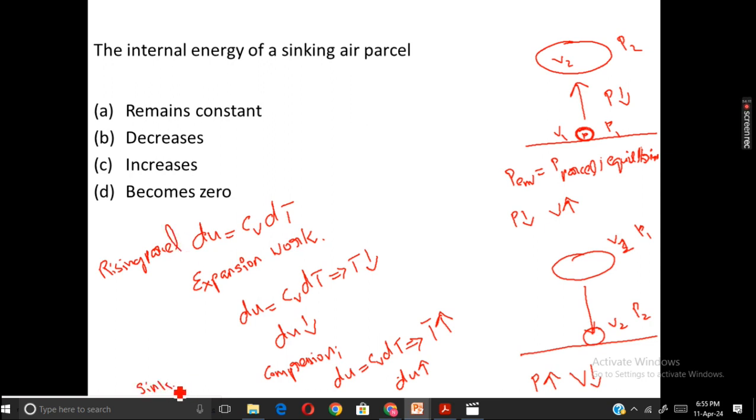So here the question is, in case of a sinking parcel, what is happening? As it is coming down in the atmosphere, its pressure is increasing. If the pressure is increasing, it will lead to a decrease in its volume. Since it is compression, or work is being done on the system, there will be an increase in temperature. So the internal energy, which is given by Cv dT, will also increase. The internal energy of the system will increase in the case of a sinking air parcel.